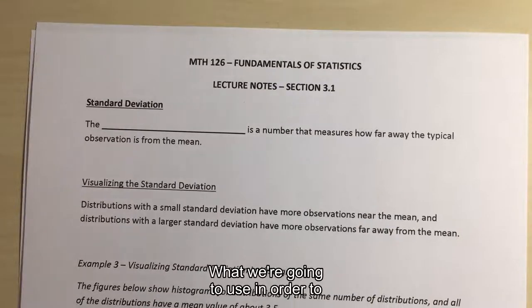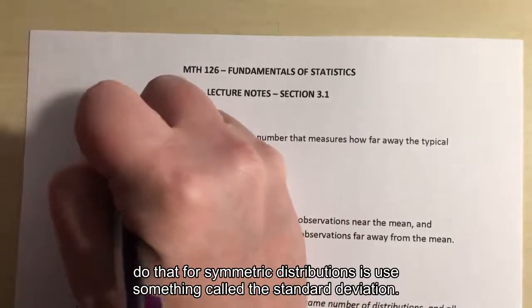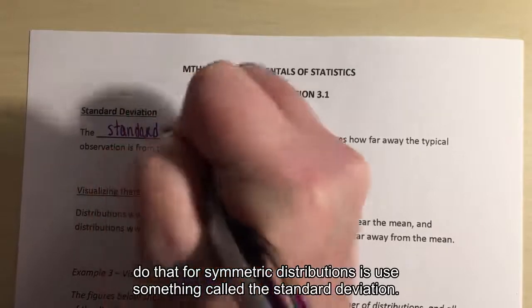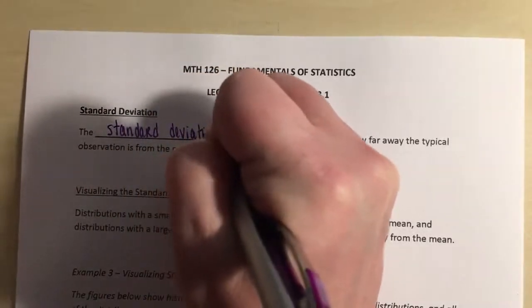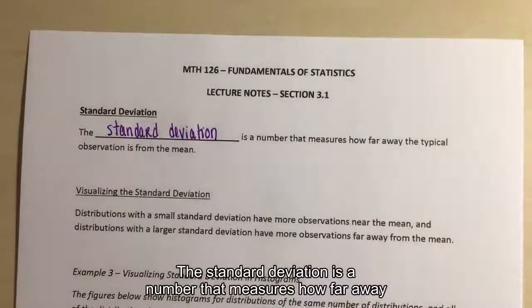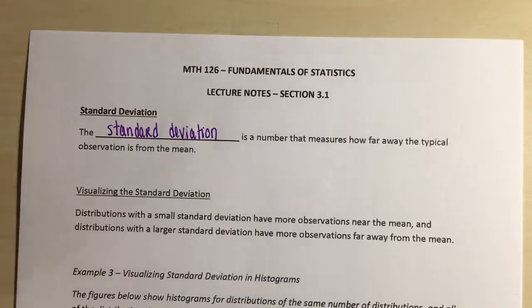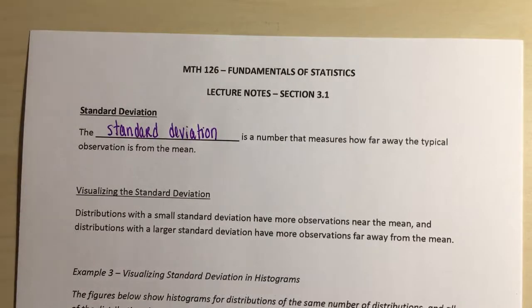So what we're going to use in order to do that for our symmetric distributions is use something called the standard deviation. So the standard deviation is a number that measures how far away the typical observation is from the mean. Right? So how spread out is that data value from our mean.